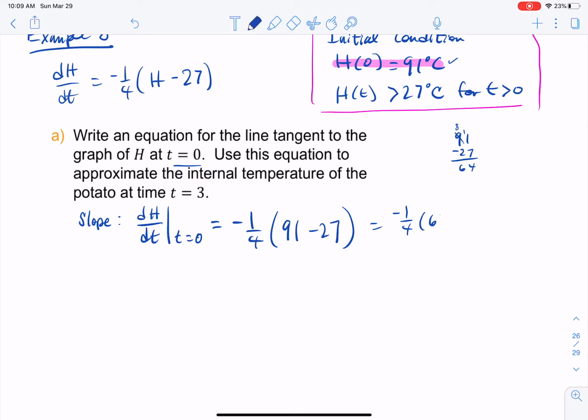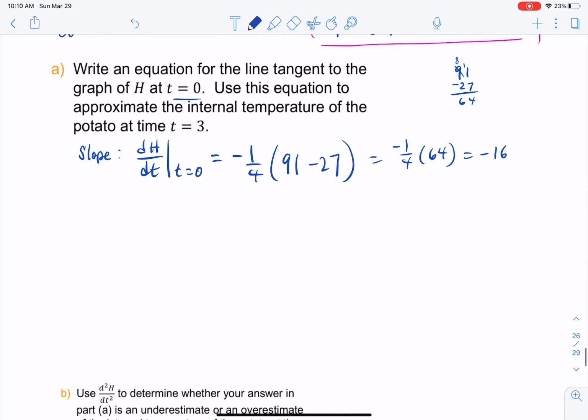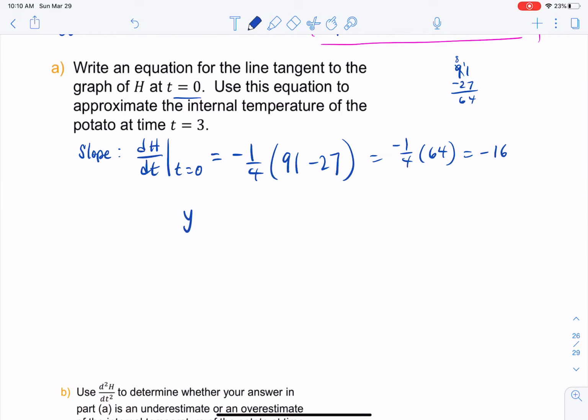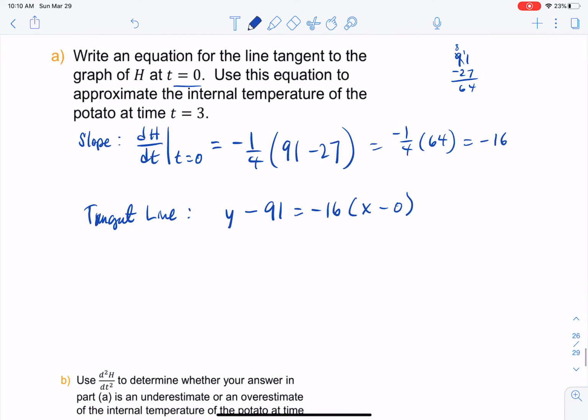60. Come on. 4. Which goes in there, 16 times the negative 16. There's our slope. So let's just write our equation now, maybe I even label this, tangent line: y minus y1, which is 91, is equal to our slope, negative 16, times x minus x0, which is 0. Sure, I can leave it like that, but maybe I just go ahead and isolate the y.